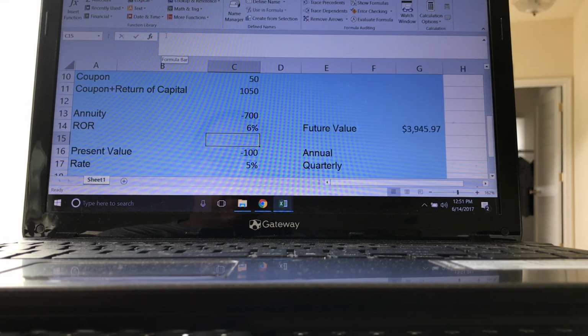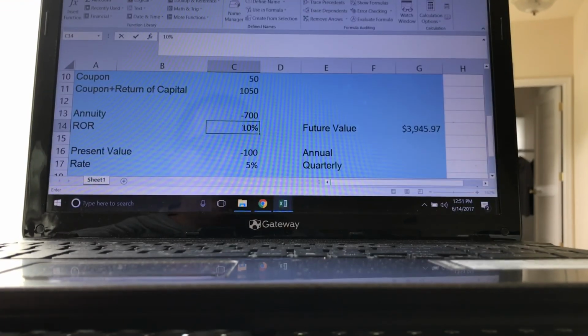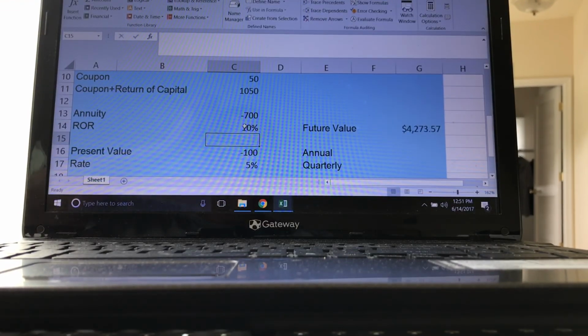Then it would be $3,945. Let's say I can earn 10%. Notice when I set up this way, I can look at different scenarios. Obviously, the future value is worth more. So that's the idea behind an annuity.